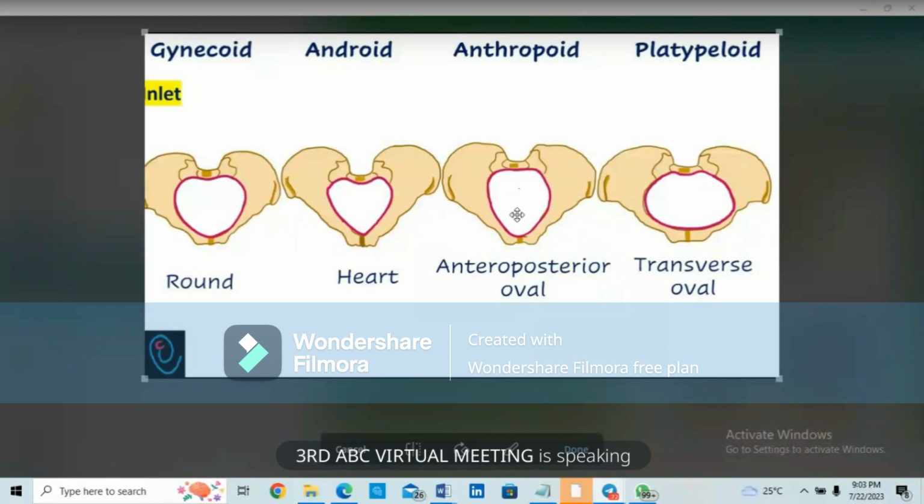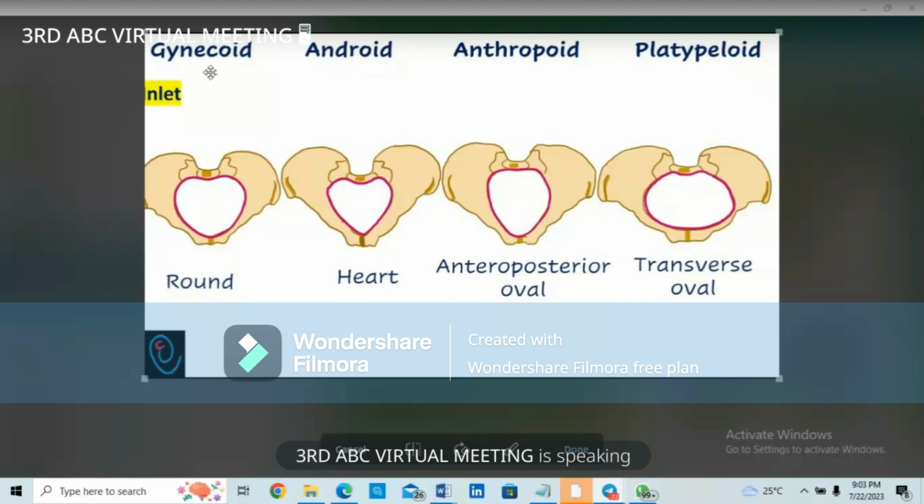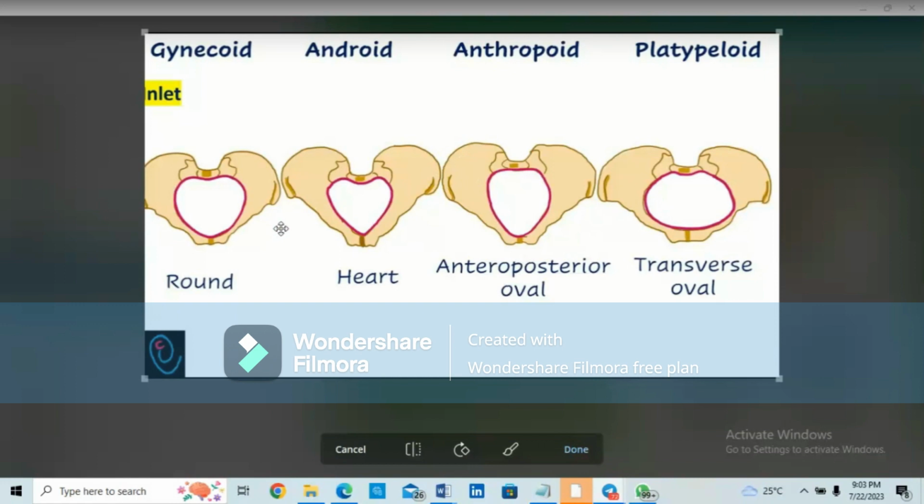So there are four types of pelvis. I'm going to talk about those four types of pelvis right now, which you're seeing here. We have the gynecoid pelvis, android pelvis, anthropoid pelvis, and platypoid pelvis. Why is that important? Because there's a pelvis found in males and a pelvis found in females. There are some that are suitable for birth, and some that females have that are not suitable for vaginal delivery. So that's the importance of knowing the type of pelvis.